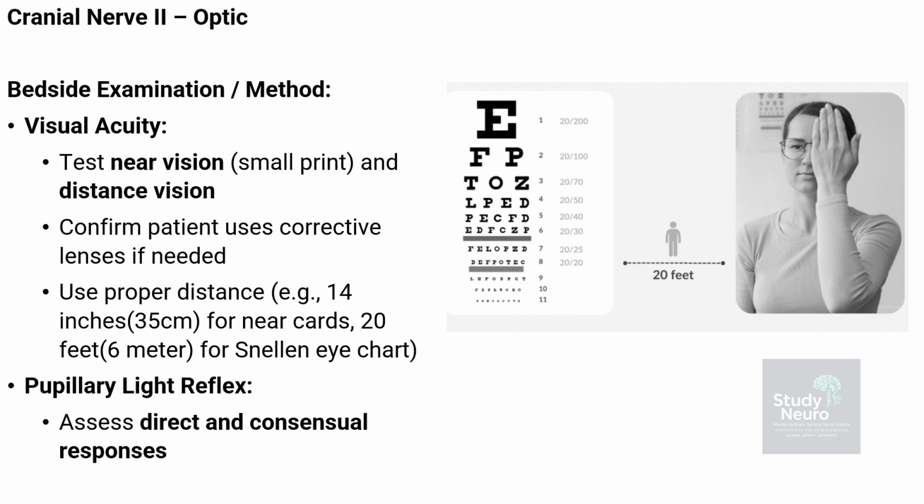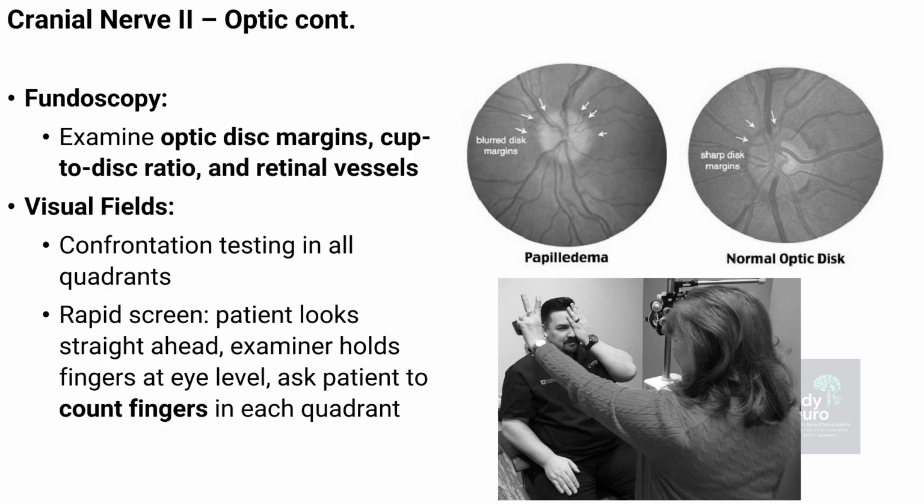For near vision, cards should be held at about 14 inches, while a Snellen chart for distance vision is positioned at 20 feet or 6 meters. Next, we evaluate the pupillary light reflex, checking both direct and consensual responses. Fundoscopy follows, where we examine the optic disc margins, the cup-to-disc ratio, and the retinal vessels. Visual fields are assessed using confrontation testing in all quadrants.